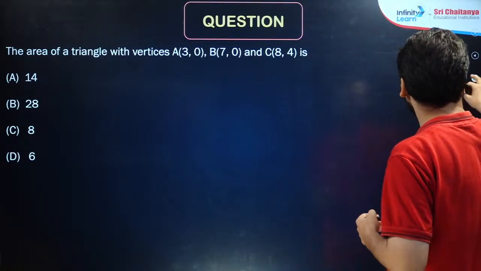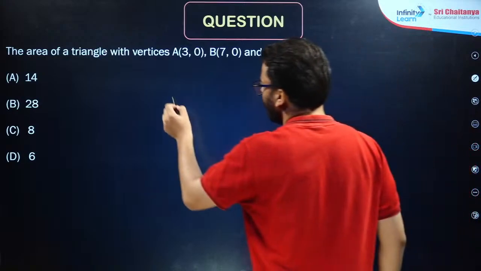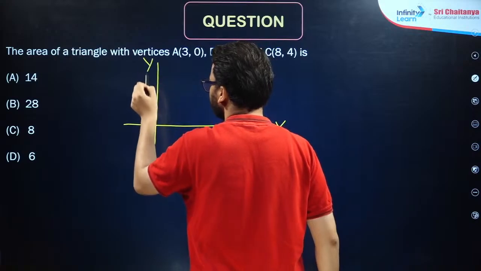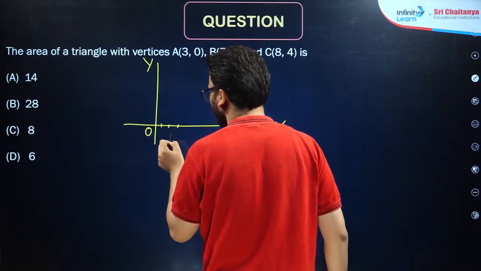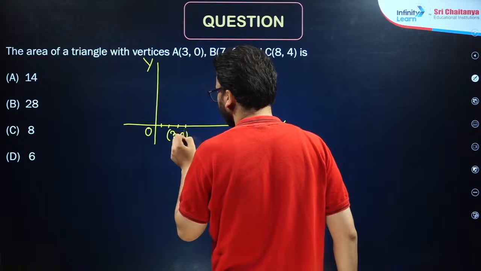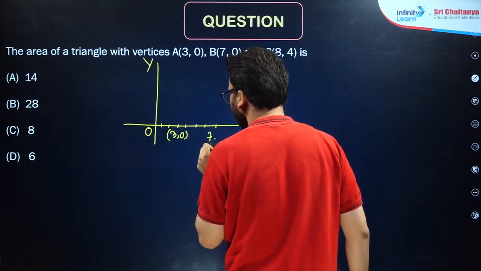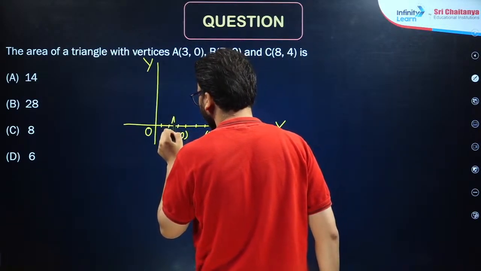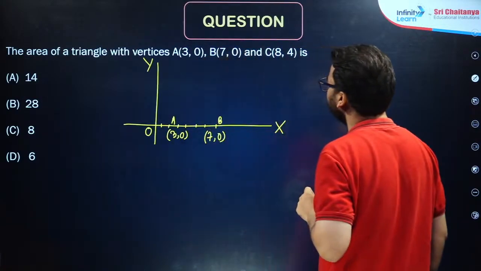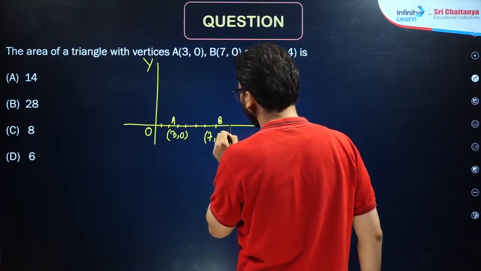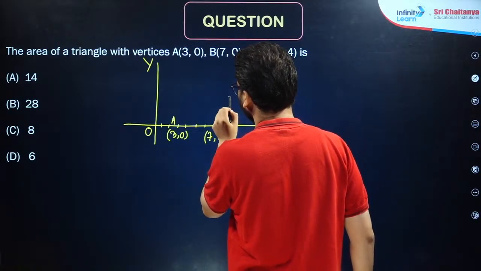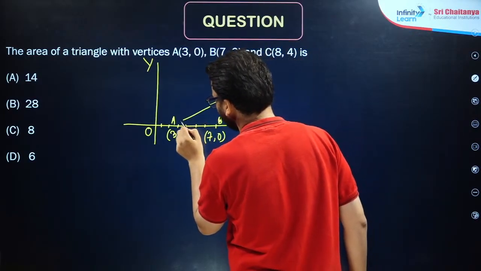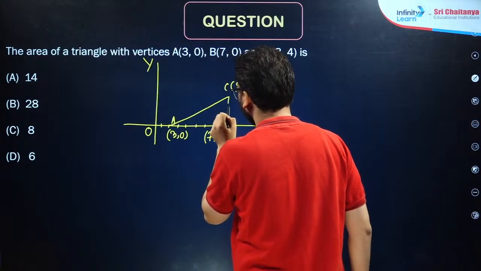So over here you see you just have to plot these points, right? Just plot these points and you can just try doing it. You see x-axis, y-axis and the origin, 1, 2, 3, 0 over here, and then 4, 5, 6, 7, 0 over here. So the points are A and B. This is A over here and then B over here. And C is somewhere 8, 4. So somewhere over here 8, 4, right? If I join these points over here, you have to find the area of this triangle.